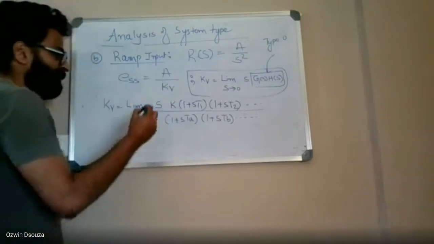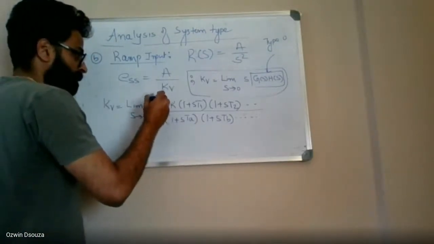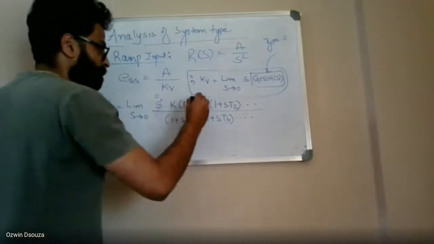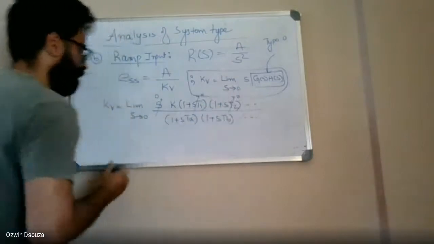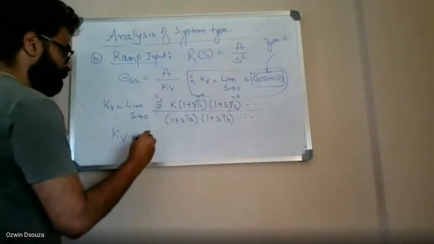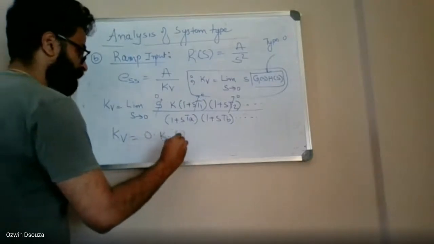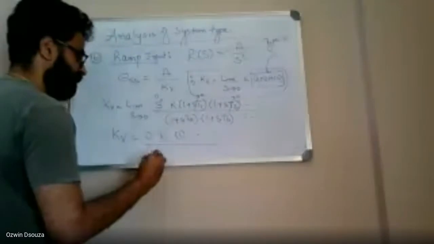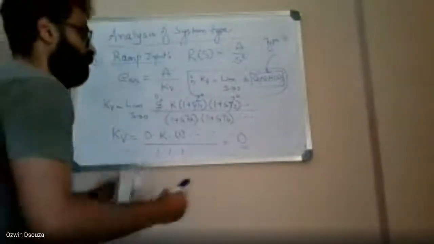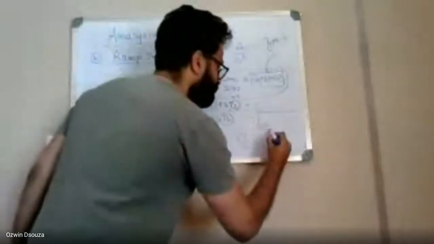Now, when you substitute the limit, what will happen? This becomes zero. This becomes zero. This becomes zero. So basically, you will get Kv equal to 0 into K into 1, and so on, divided by the denominator. You'll get the Kv value as 0. So the velocity error coefficient for a ramp input is equal to 0. If you get Kv as 0, what happens to the steady state error? Pretty interesting result you will get.